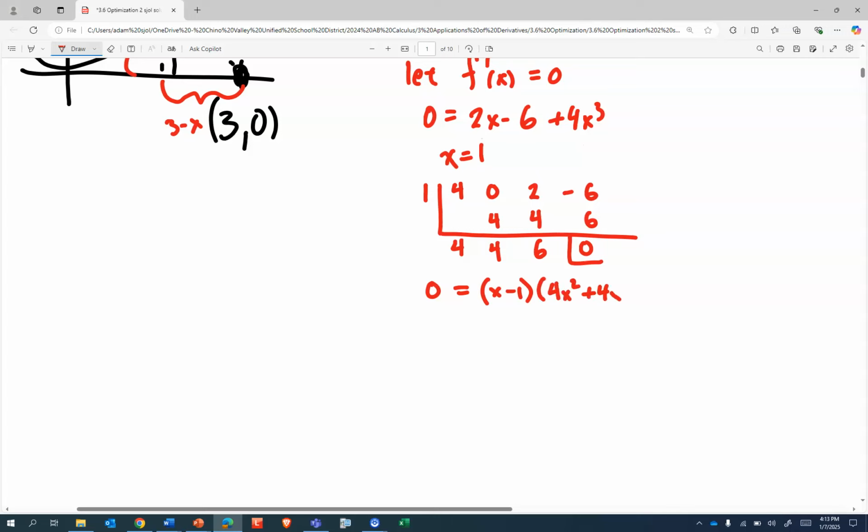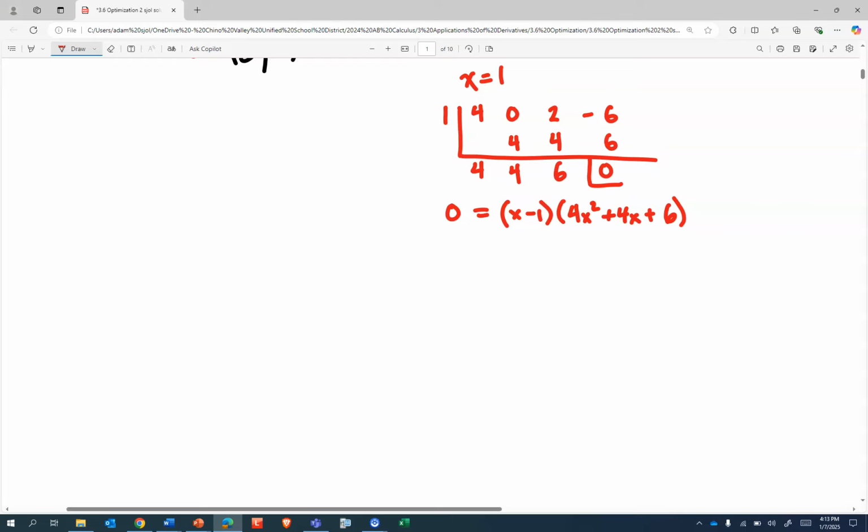And I can pretty easily see that if we were to do the quadratic formula on that 4x squared plus 4x plus 6, underneath the square root we'd have 4 squared minus 4 times 4 times 6, and we don't even need to write the rest. That's going to give us non-real roots, so we can just skip over that. So anyways, x equals 1 is the only critical value. I'm going to make a sign chart. Domain is all real numbers. There's x equals 1. These are x's.